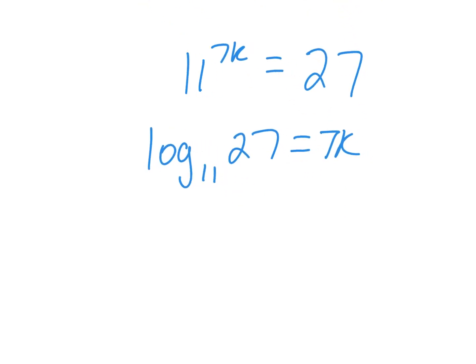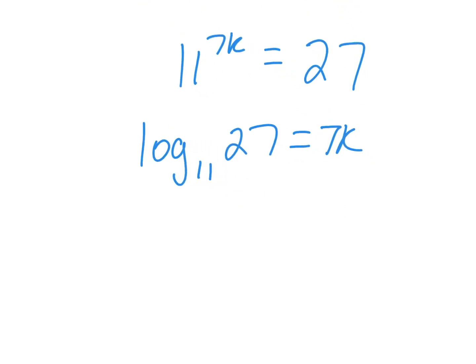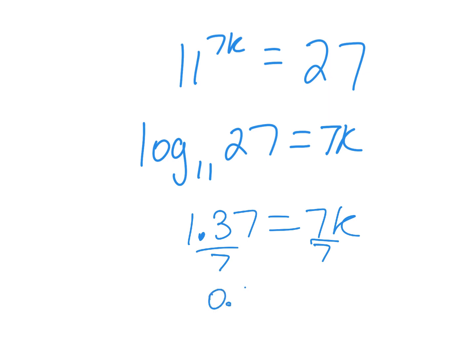I tricked you into doing this whole thing, but we're just going to keep rocking and rolling through it. How would I type that left side in? Log 27 divided by log 11, which is, I don't know, 1.37 equals 7k, and then divide by 7, and what is that? 0.19, and that would be your answer.